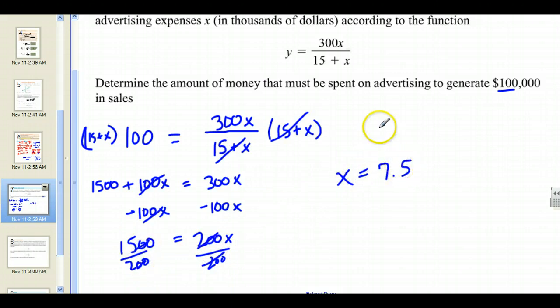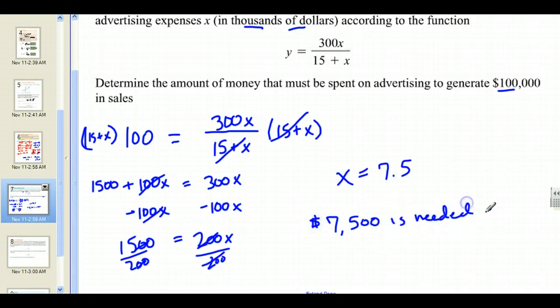Alright, and then 7.5 is x, but that's in thousands of dollars, so 7,500 is needed in advertising for sales to be 100,000.